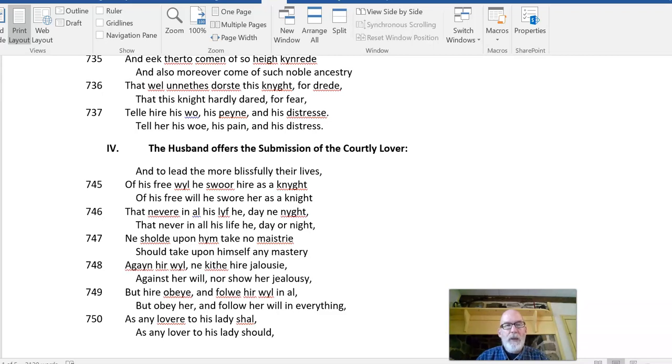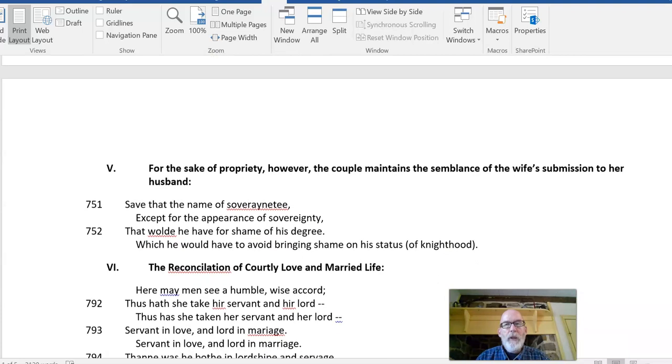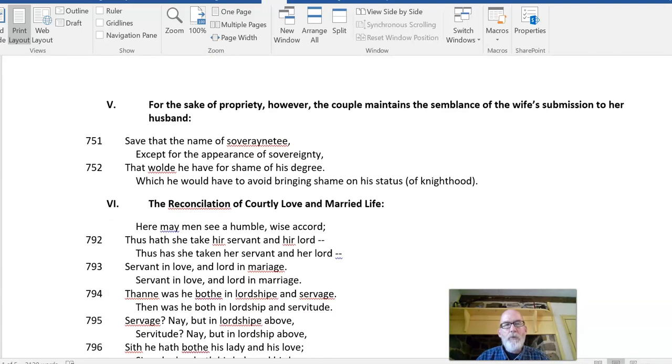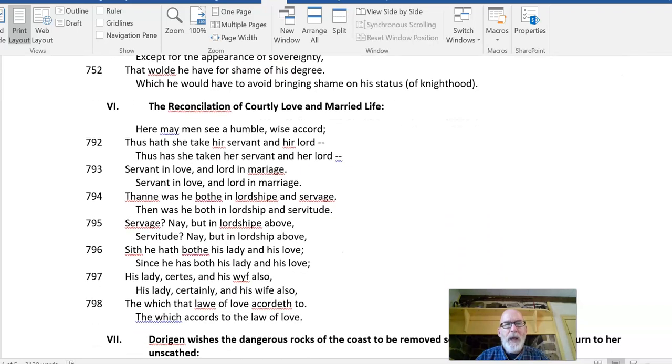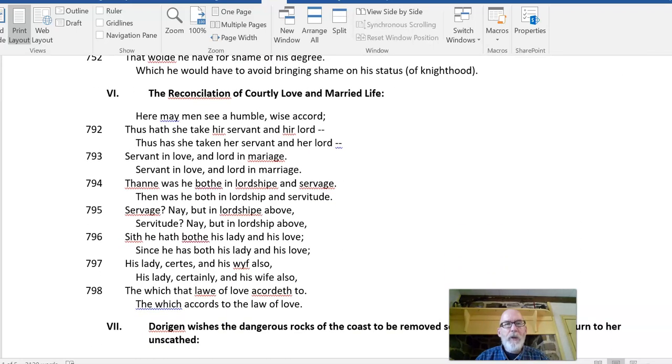So the courtly lover does whatever his lady likes, right? However, that's not how marriage is supposed to work. And so in the fifth passage here, he points out that for the sake of propriety, they have to pretend that their marriage runs in a traditional way. And so again, as we've talked about many times, we have the conflict between the individual's desire for fulfillment and the community obligations and expectations. Then passage 6 here is the reconciliation of courtly love and married life. So this really lays out this conflict in the romance.